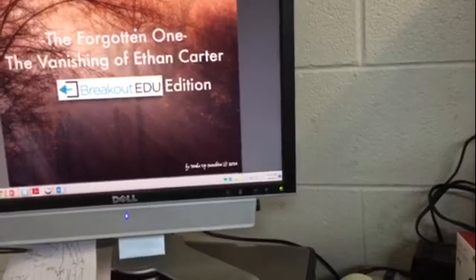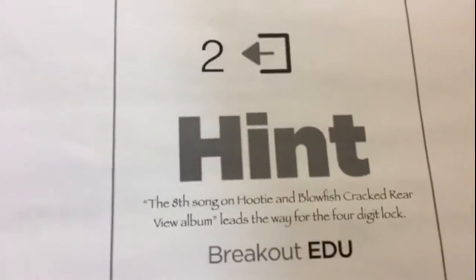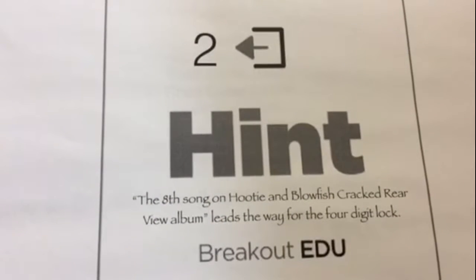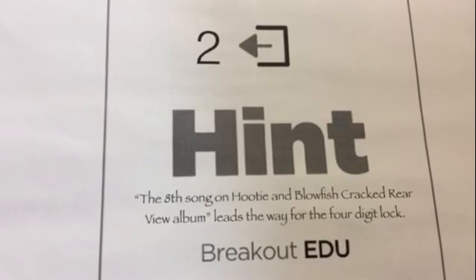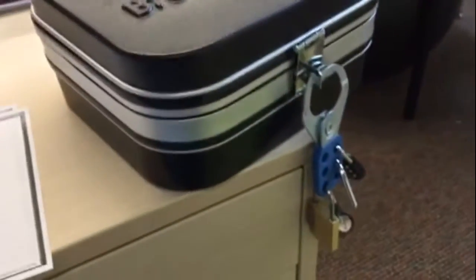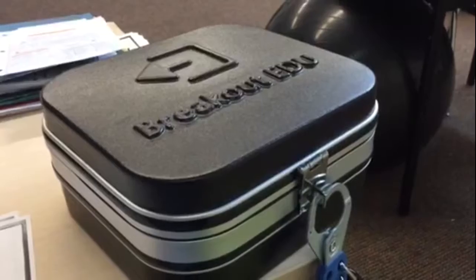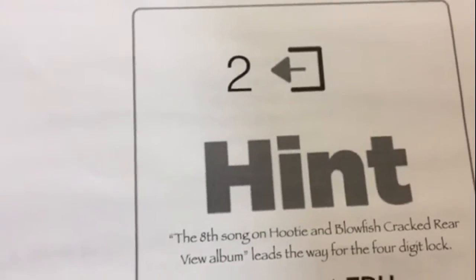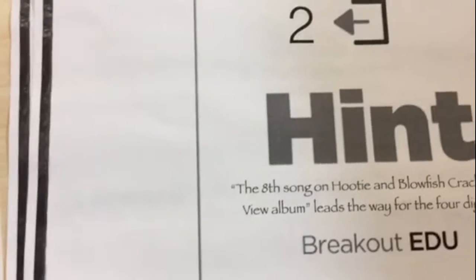When they were successful with that, the teacher should then give them hint card 2. Hint card 2 will say, the 8th song on Hootie and the Blowfish Cracked Rear View album leads the way for the 4-digit lock. Remember, we've got all these locks we need to get off here, because obviously the main goal is to get into the large box here. So that being said, on a smart device or computer or iPad or phone, whatever the case may be, the students are going to need to look up that particular album, and in essence they're going to need to look up the song list, which isn't hard to do in the days of Google.